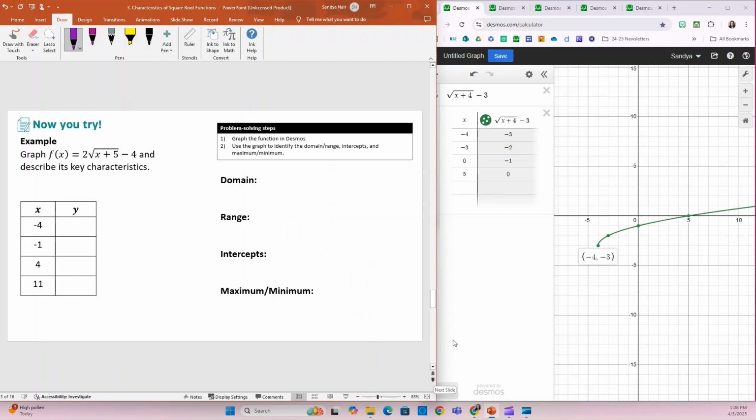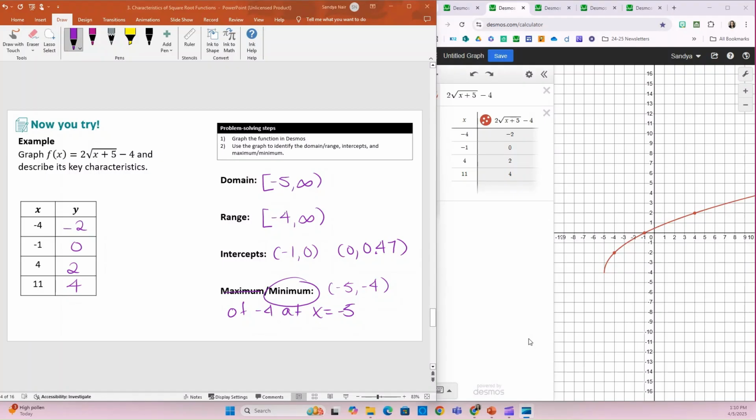So now you can go ahead and pause the video and try doing this example on your own. So you can see here, this graph has the following points that I can use when I create this table of values in Desmos. And then it has a domain that starts off at -5 and then heads to positive infinity. The range starts off at -4 and heads to positive infinity.